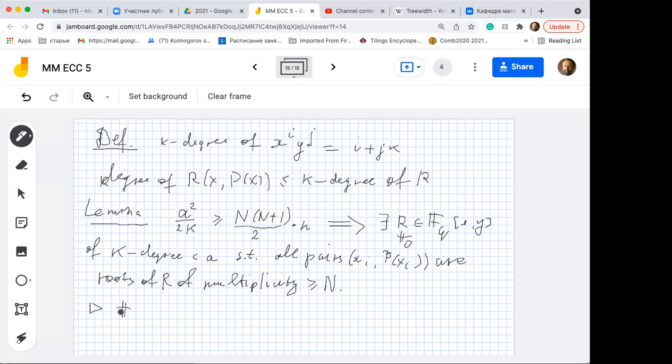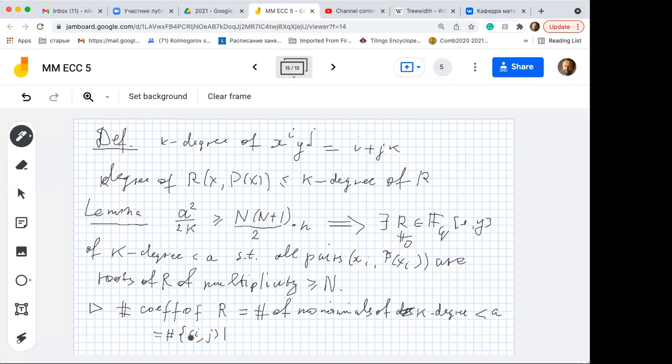So the number of coefficients of R, that is, the number of variables in our system, is equal to the number of monomials whose k-degree is less than A. We want the k-degree to be strictly less than A. And this is actually equal to the number of solutions to the following linear inequality.